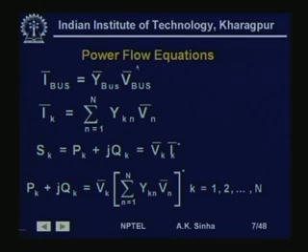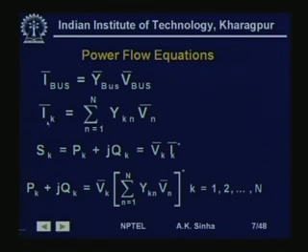We can write the bus current injection at all the n buses in a system as Ibus is equal to Ybus into Vbus, where we have the current injection phasor at any bus k written as Ik is equal to summation n is equal to 1 to capital N, where capital N is the number of buses, of ykn into Vn, where ykn is a complex admittance, that is the kth row and nth column element of the Ybus matrix, and Vn is the voltage phasor at bus n.